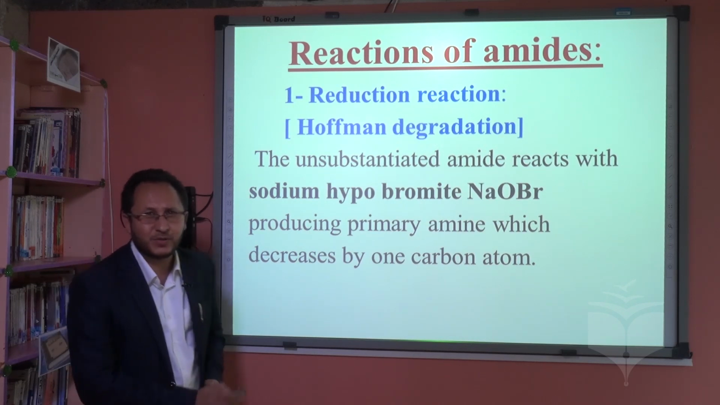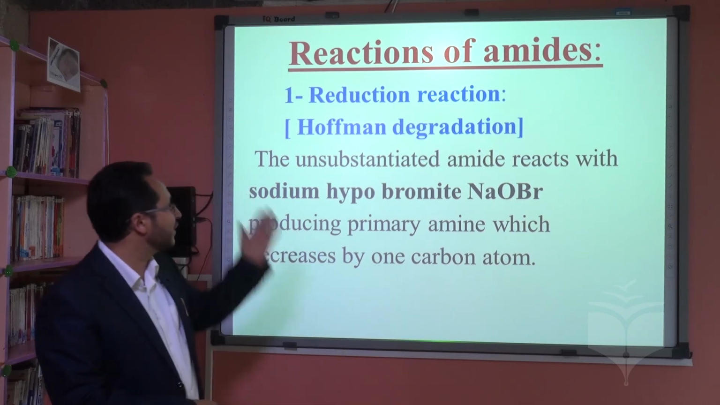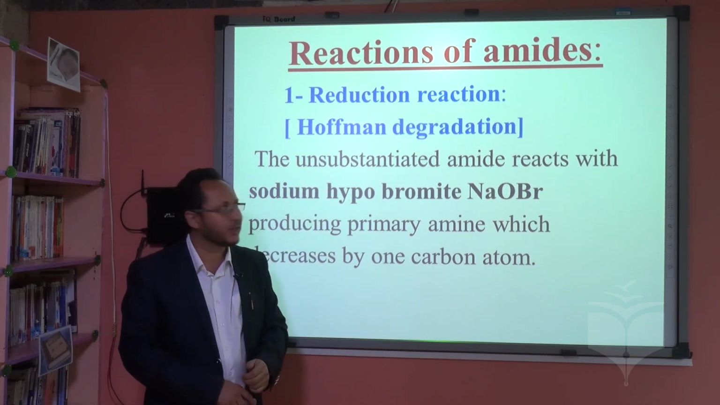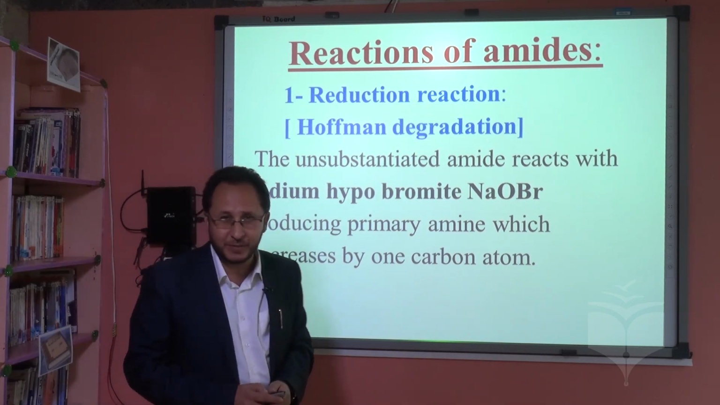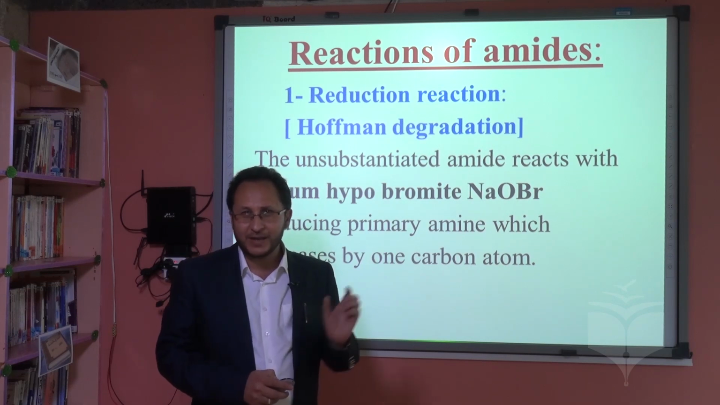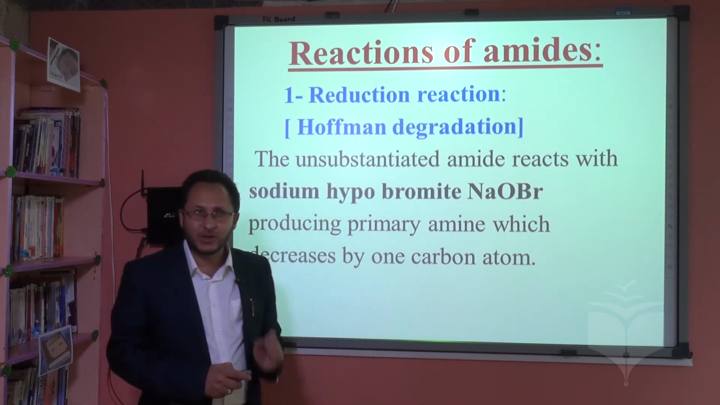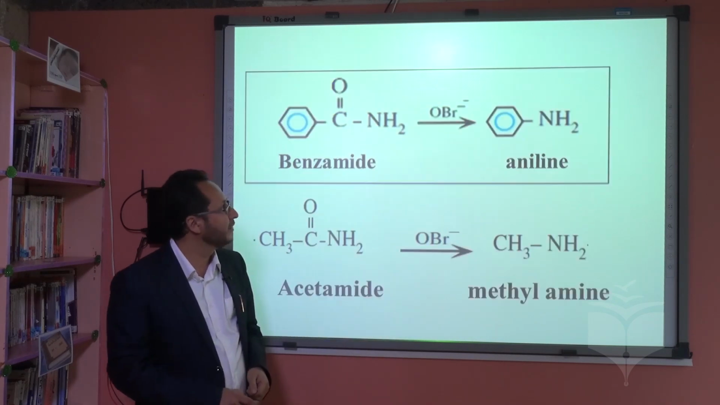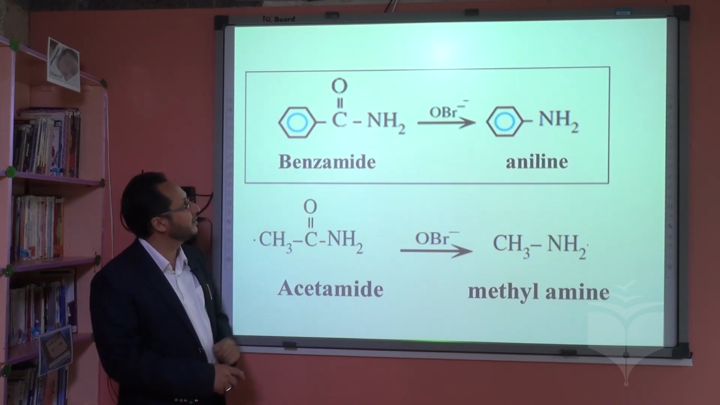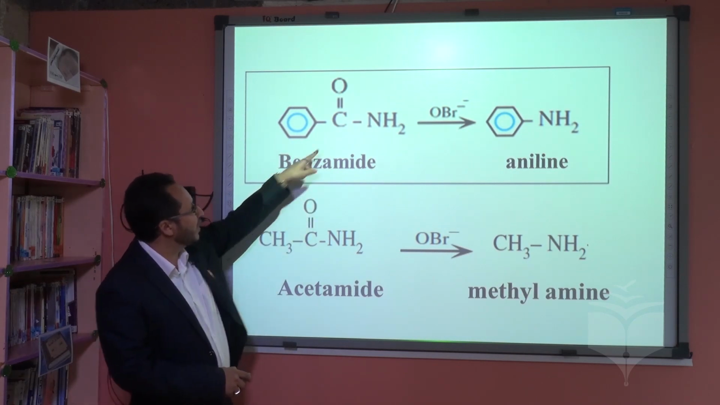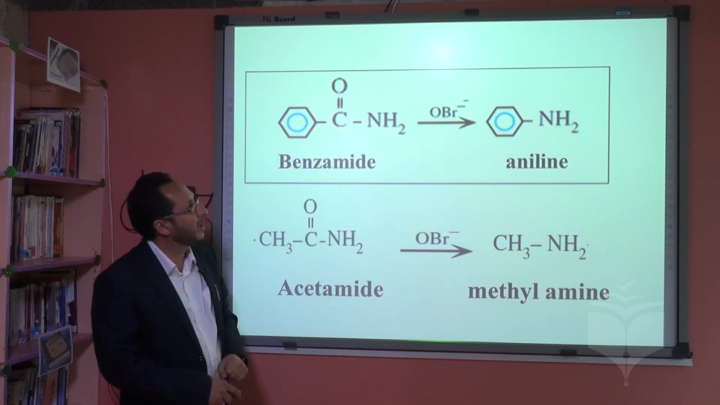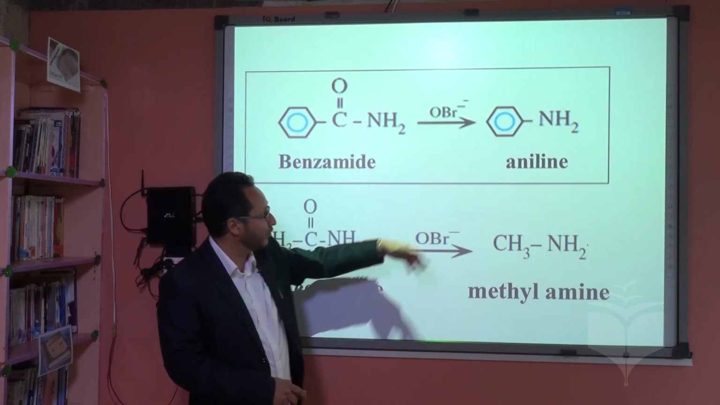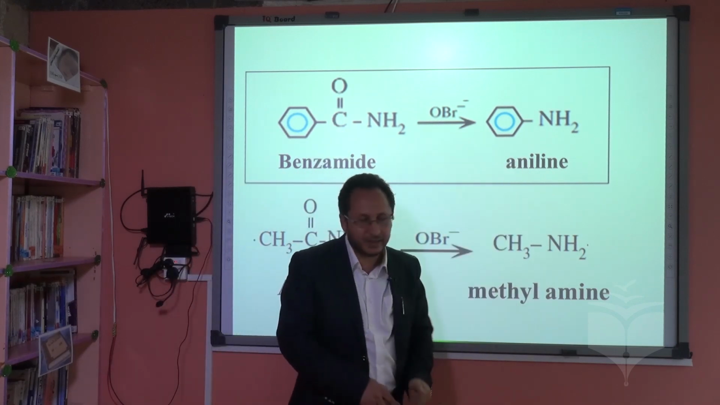In the reactions of amides, we have many types of reaction. The first one, we call it the reduction reaction, or Hofmann degradation. In the Hofmann degradation, it means the reduction of unsubstituted amide by sodium hypobromite to produce primary amines. Here we have benzamide. In the benzamide, you just have to remove C double bond O. Okay, you have to remove it.